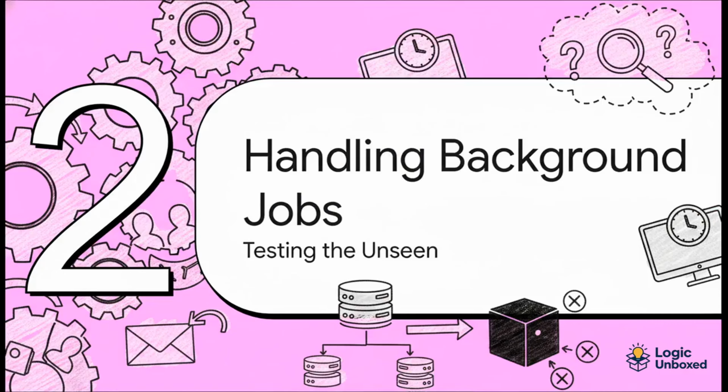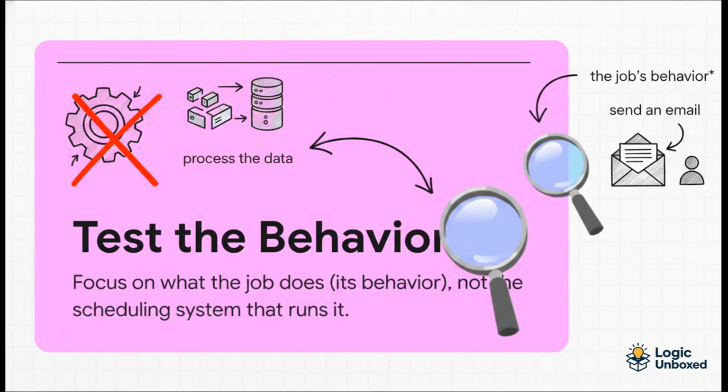All right, let's move on to our next challenge, which kind of builds on this. Background jobs. Think about sending a welcome email right after a user signs up. That process happens, well, in the background. It's totally detached from the initial web request. So how on earth do you test something you can't directly see happening? The key here is a complete mental shift. You have to stop thinking about the scheduler, about Hangfire or Quartz or whatever you're using. You don't care how the job was triggered. You only care about the job's behavior. Did it try to call the email service? Did it update the database? That behavior is what you're targeting in your test.